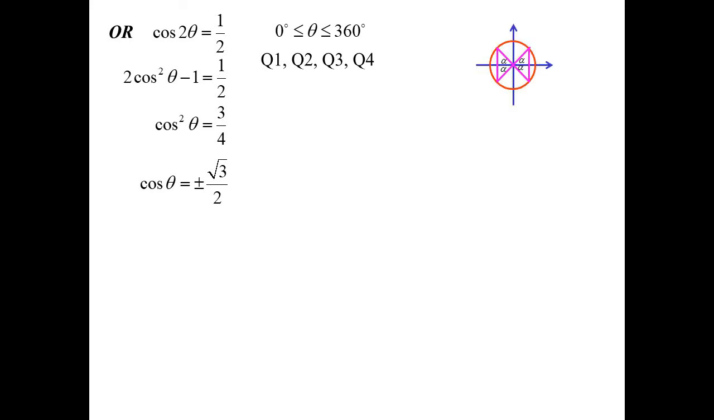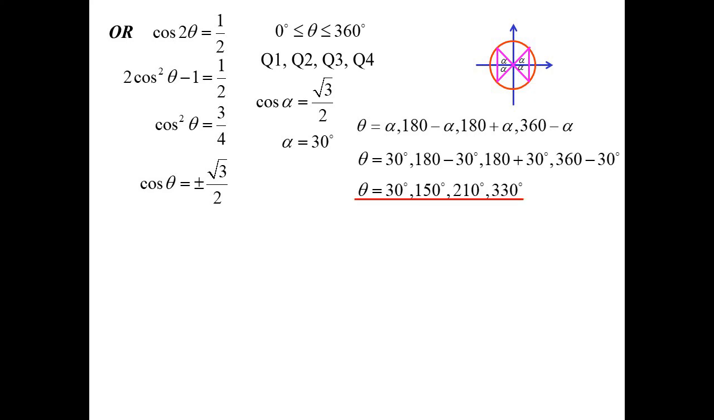So, let's draw up the butterfly. There it is. So in all 4 quadrants, root 3 on 2, the acute angle would be 30, but I'm in all 4 quadrants, and so, surprise, surprise, I end up with the same 4 answers. So now it gives us an alternative way, I guess, of solving that question. Which way would I go? I'd probably just go the first way on that one myself.